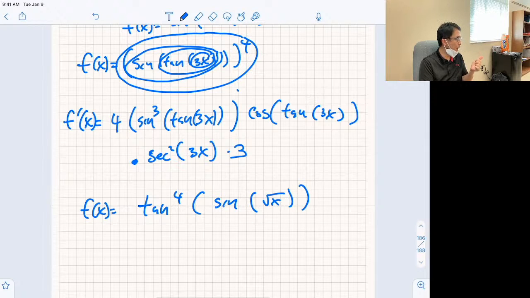Today you're responsible for chain rule. You're also responsible for horizontal tangents of trig. That means you have to go back and review all your trig material.